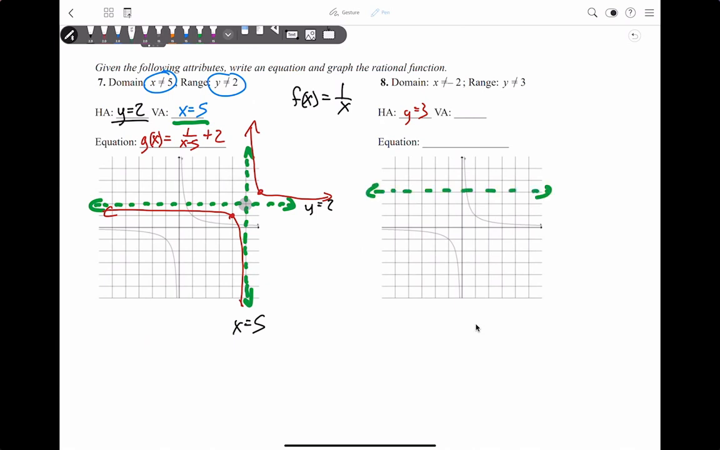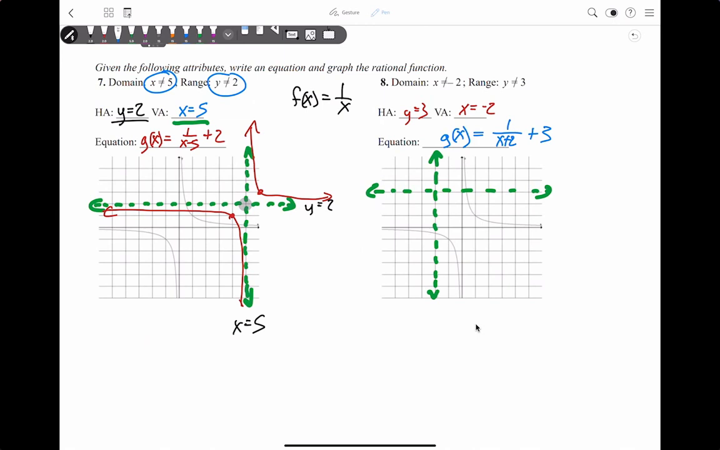Okay, and it says x is not equal to negative 2. That means the vertical asymptote is that x is equal to a negative 2. Okay, and that's going to be right here. So therefore, the equation is going to be, it got shifted to the left. So it's going to be x plus 2, because it's the opposite. And it got shifted 3 units up, and it would be plus 3, just like that.